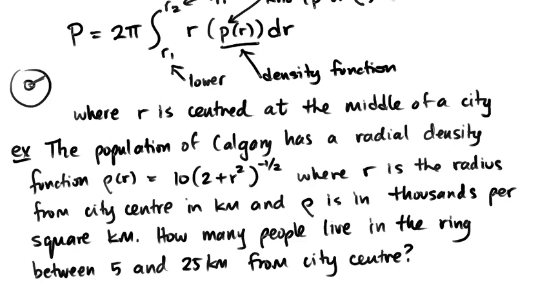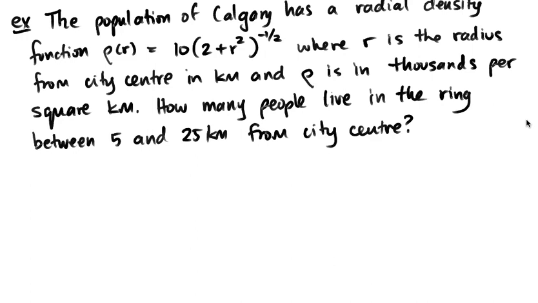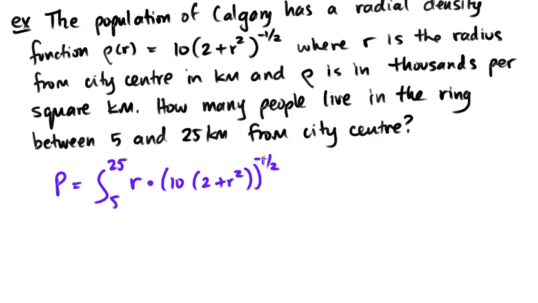And there it is: the density function is equal to 10 times (2 plus r squared) to the power of negative 1/2, and r is the radius from the city center in kilometers, and rho is in thousands of people per square kilometer. How many people live in that ring, as I was saying, between 5 and 25 kilometers from city center? So we use the formula P is equal to, and we go from 5 to 25, and it's r times this density function, (2 plus r squared) to the negative 1/2.